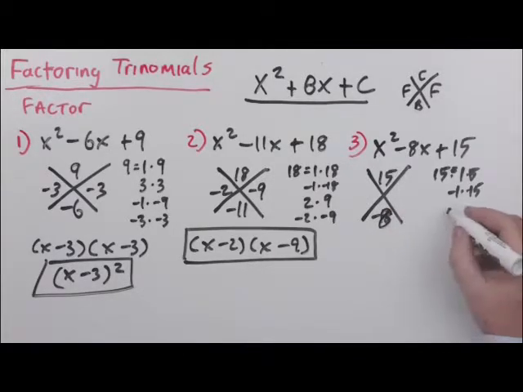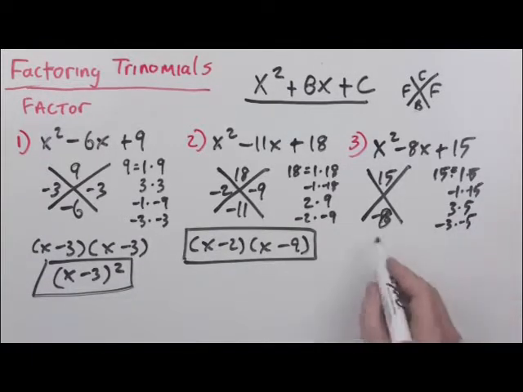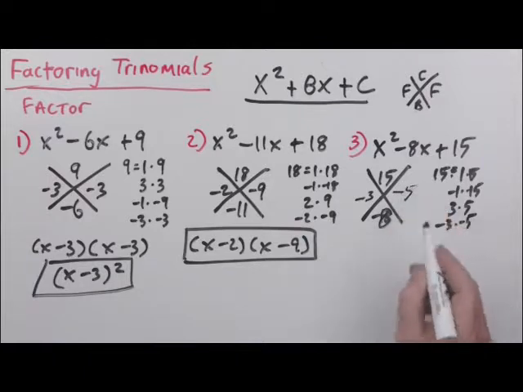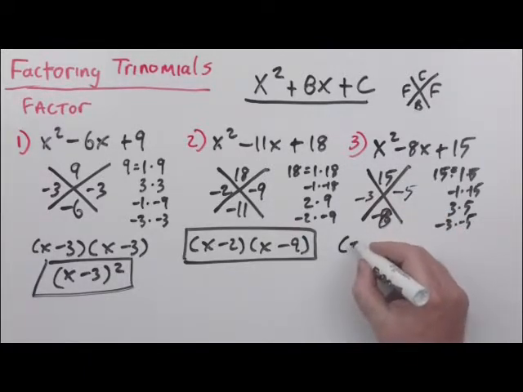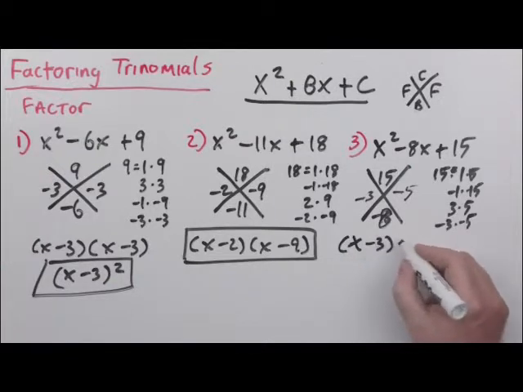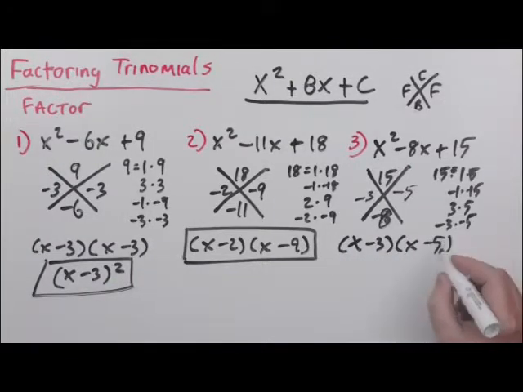That's supposed to be negative 8. 3 times 5 and negative 3 times negative 5. Oh, that adds to negative 8. Negative 3, negative 5, and there are my factors: x minus 3 and x minus 5. Great.